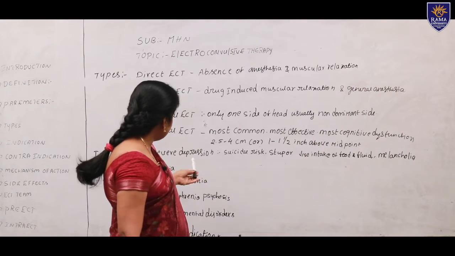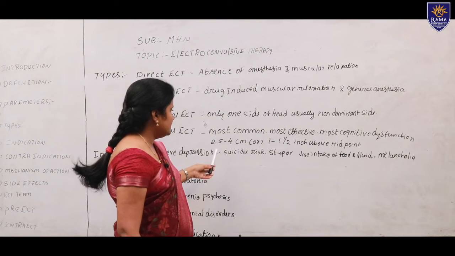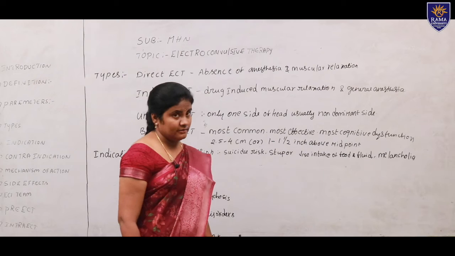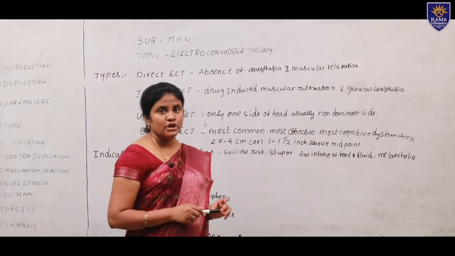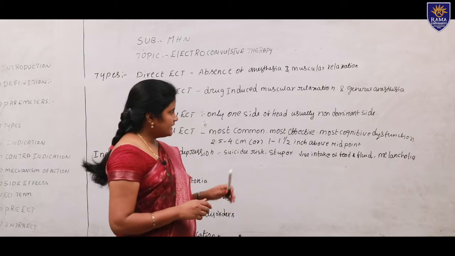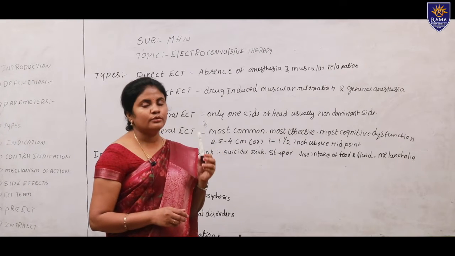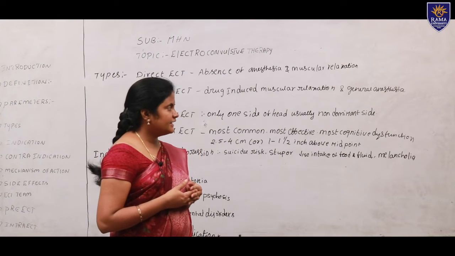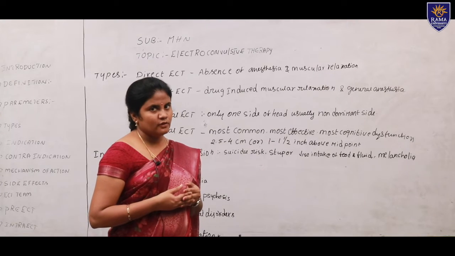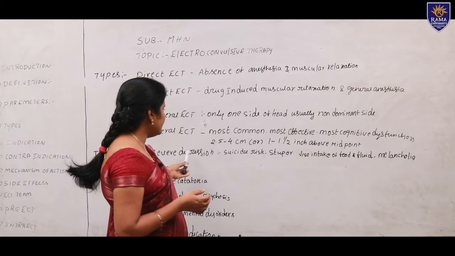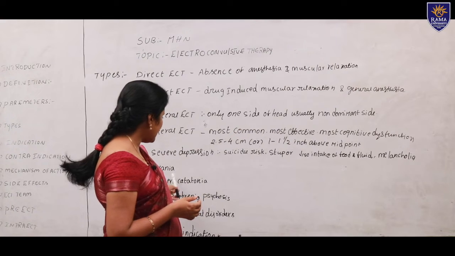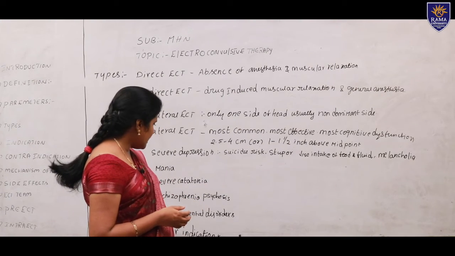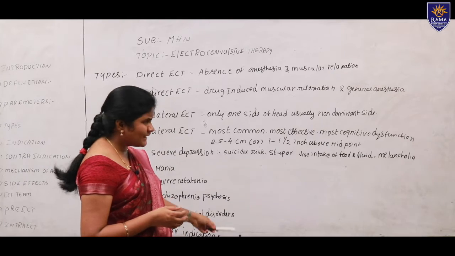The first one will be severe depression: severe depression patients and patients at risk of suicide. The patient is in a stupor stage and has decreased or poor intake of food and fluid. Another condition is the melancholic disorders. So, mainly severe depression cases, mania, severe catatonia, schizophrenic psychosis and other organic mental disorders.